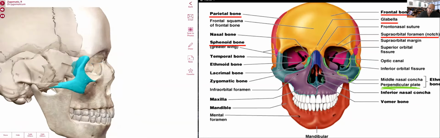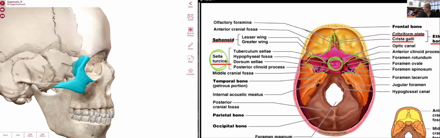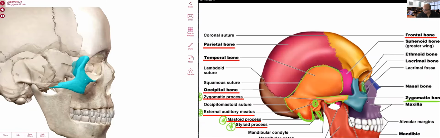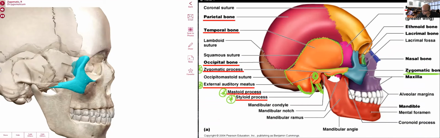Moving on to another facial bone that we can see on here. It is a bone of the cheek. What do we call this bone? It's my zygomatic bone. Remember, zygomatic bone was attached to the temporal bone by the zygomatic process. Again, zygomatic process is part of which bone? Zygomatic bone or temporal bone? What do you think? It's part of my temporal bone.